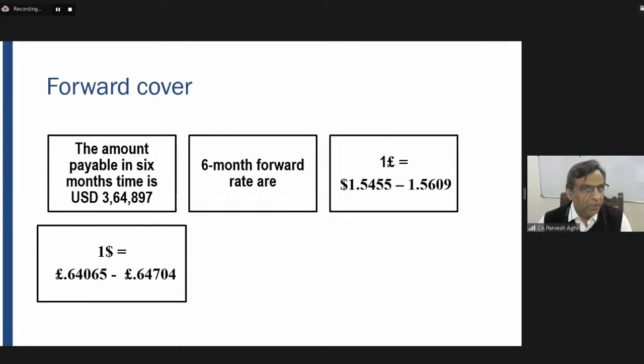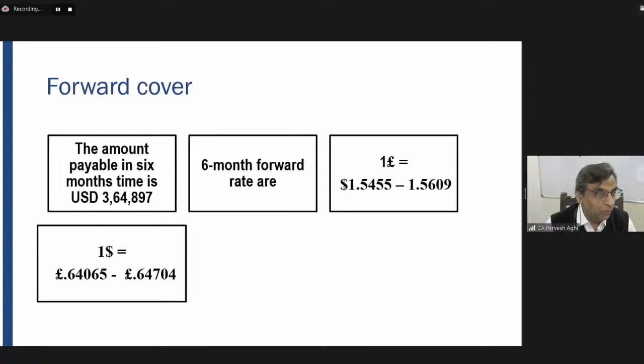So you convert the pound into dollar quote by doing the reciprocal of the bid will go to the ask side, and ask will go to the bid side, and you will find the dollar quote available to you. So that will be 1 divided by 1.5609, which will take place of the bid rate, and 1 divided by 1.5455 will become your ask rate.